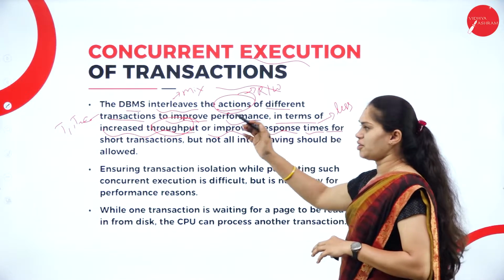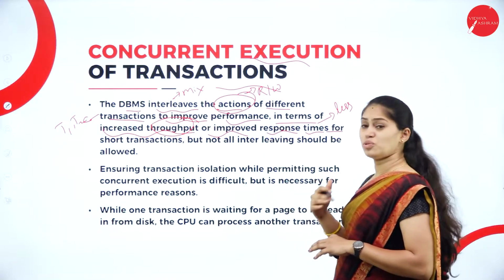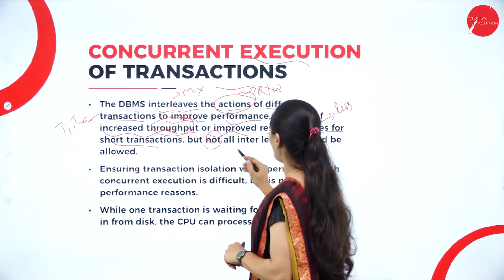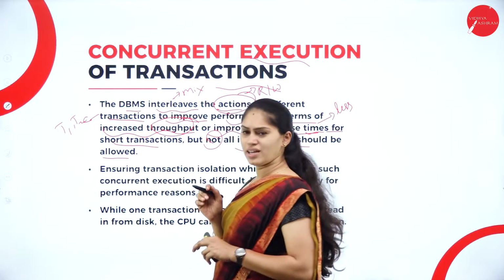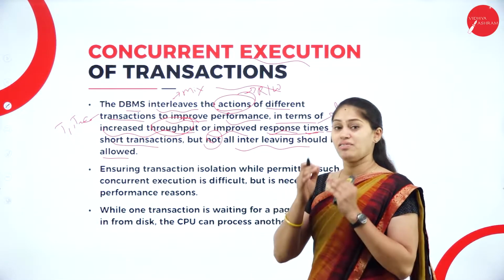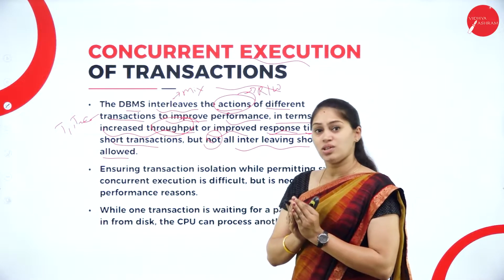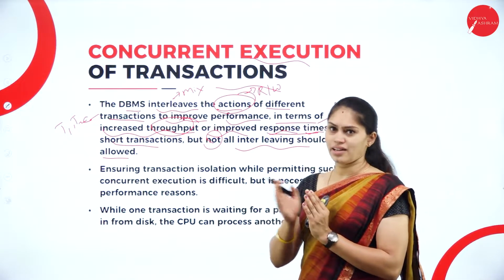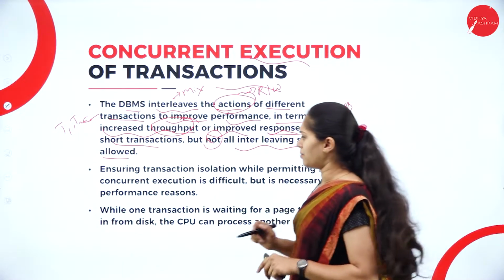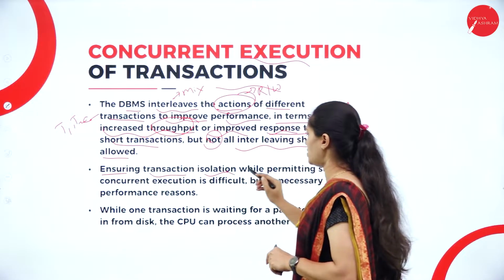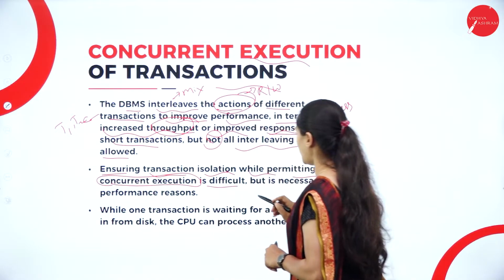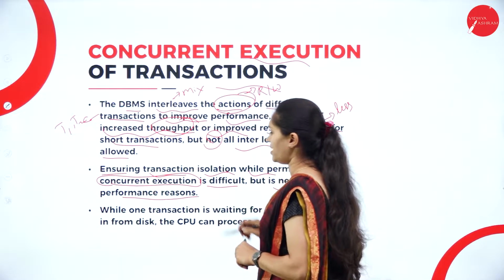So here, in order to improve the throughput and also the response time for short transactions, not all interleaving should be allowed. We should not allow all the transactions in between to execute. We have to allow only the transactions which are necessary and urgent in nature. That is what you need to remember when it comes to concurrent execution. Ensuring transaction isolation while permitting such concurrent execution is difficult, but it is necessary for performance reasons.